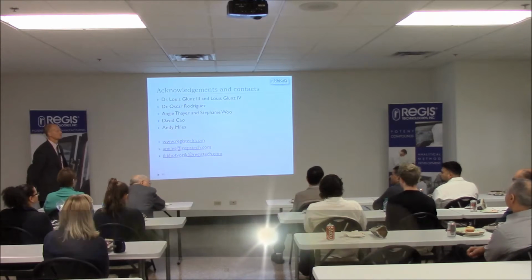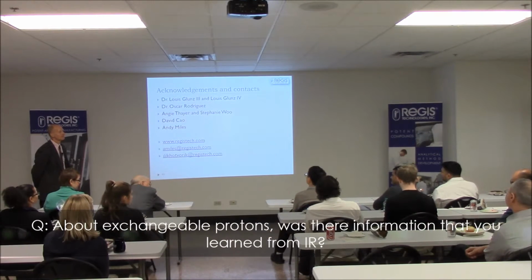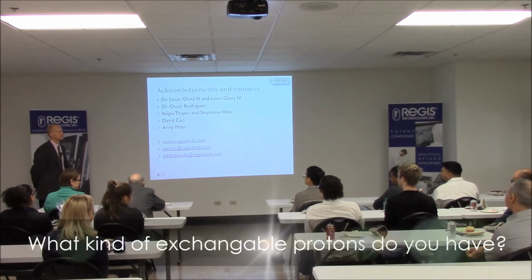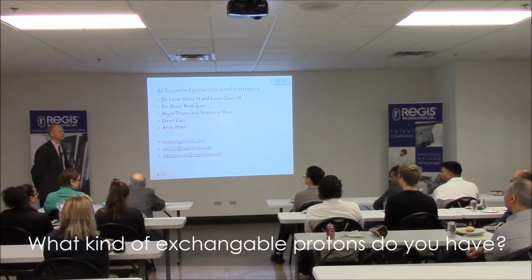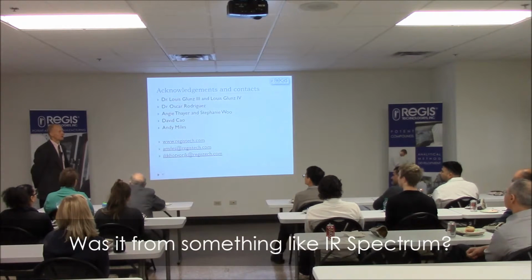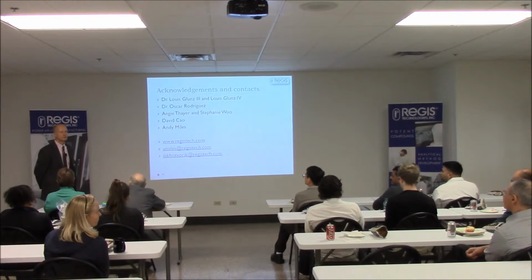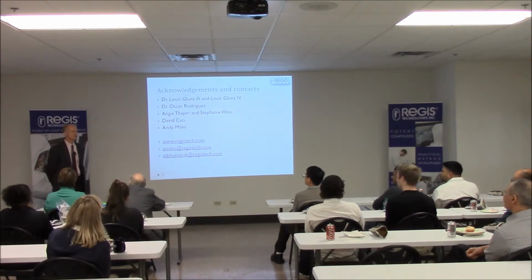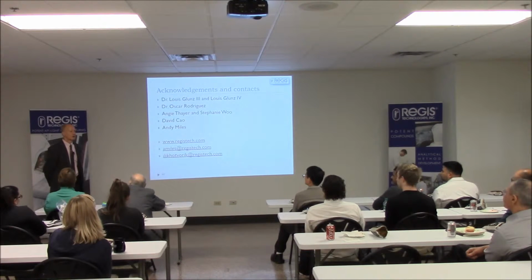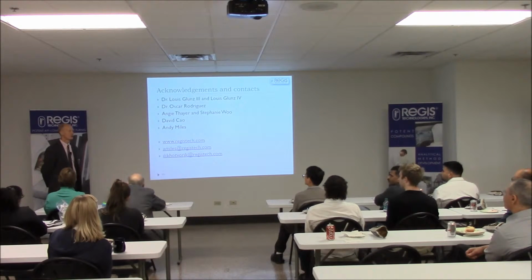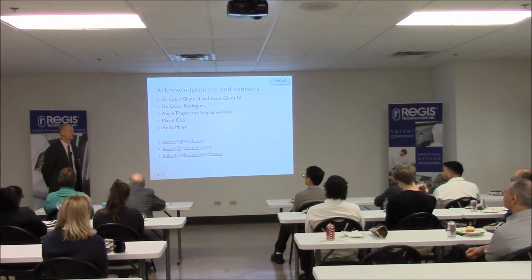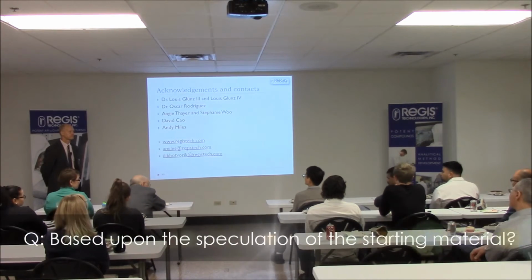One question I had about the exchangeable protons: was that the information that you got from something like IR? Like what kind of exchangeable protons you have? In the case where we were not able to find out exchangeable protons by NMR, we had to think about the molecular structure and obviously look at the FTIR, because FTIR showed that those heteroatoms, the oxygen and nitrogen, should have hydrogen there, based upon the speculation from the starting material.